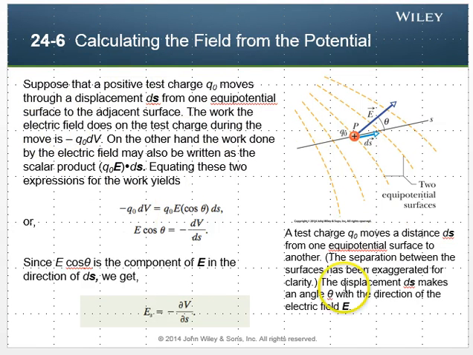Now we can work back the other way to get the electric field from the potential. The electric field is minus dV, and we've got E dot ds, so whatever the angle there is, E cosine theta equals minus dV ds. So E cosine theta is the electric field in the direction of ds. So we can really write this as the partial derivative.